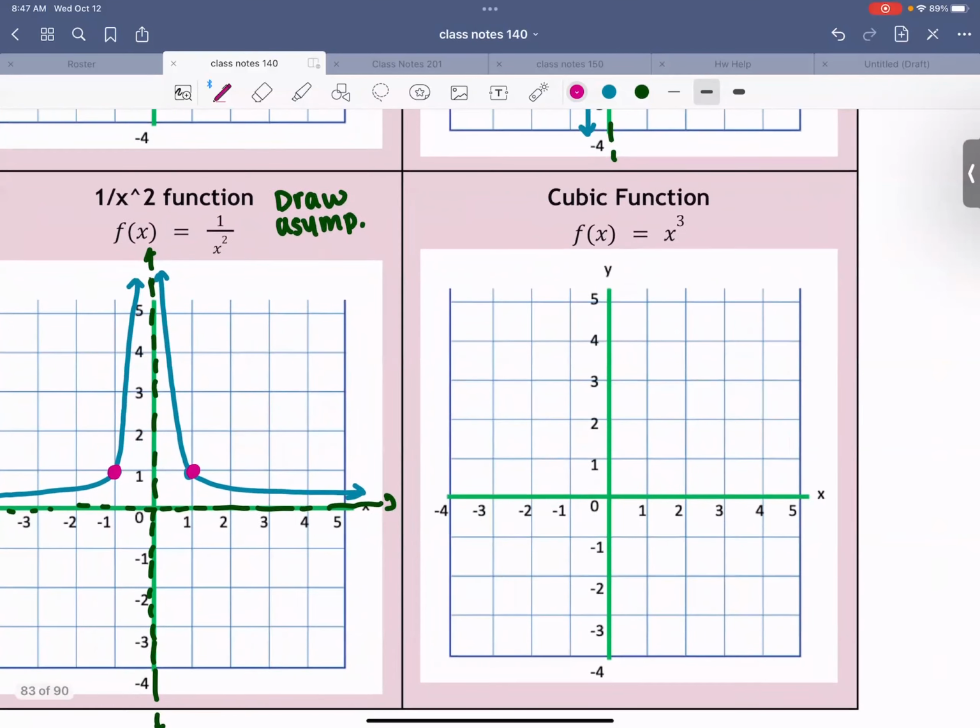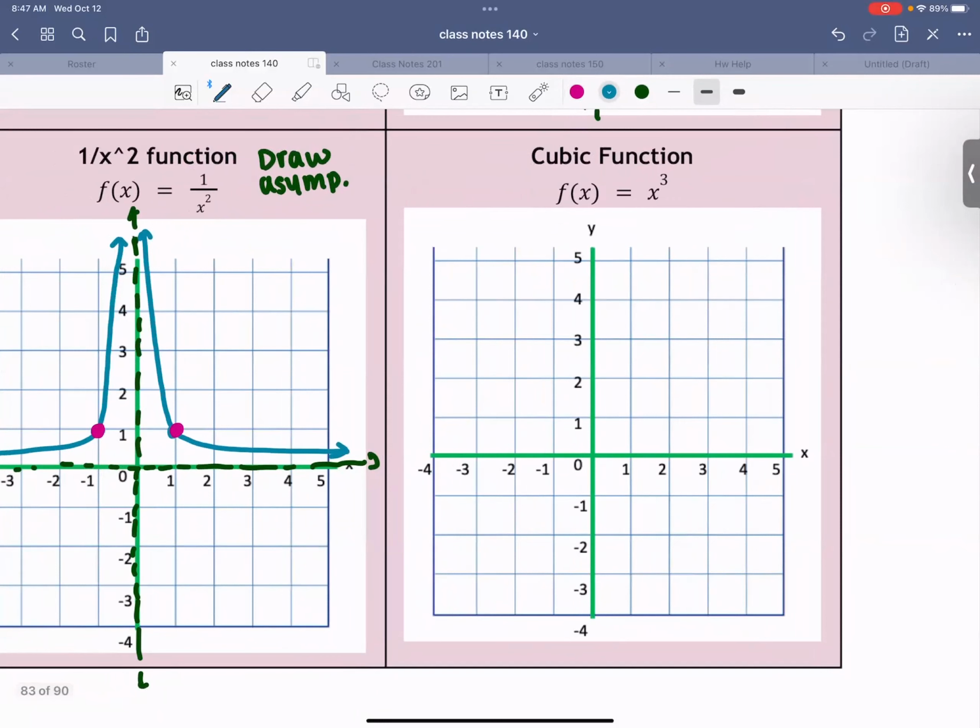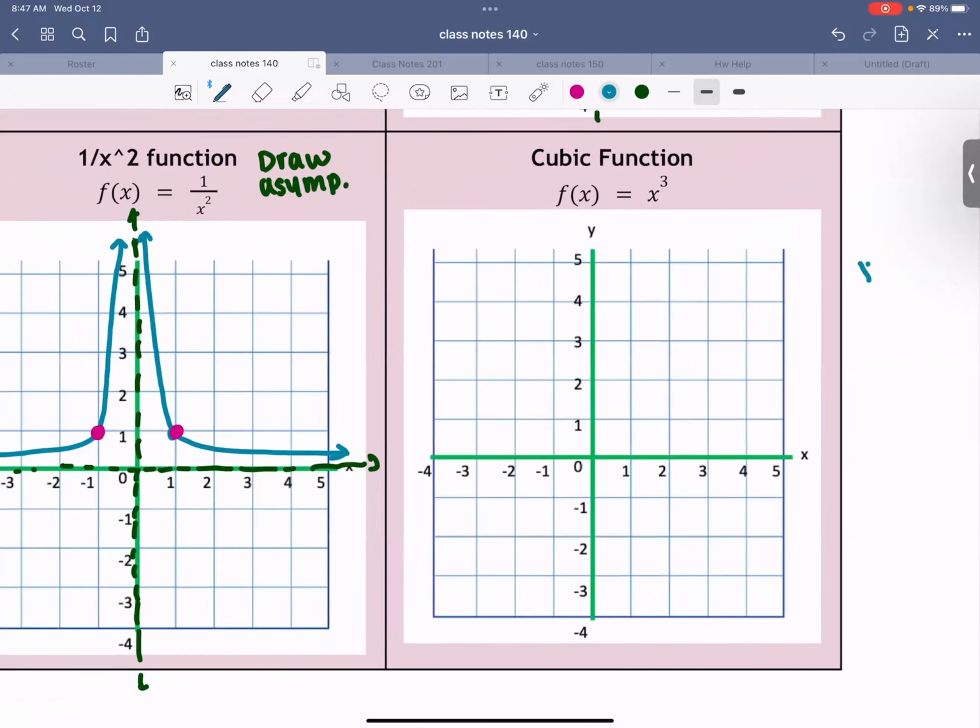All right. Let's do the last one real quick. We have the cubic function. We can plug in some values. We've got 0. What happens when we cube 0? 0. What happens when we cube -1? -1, right? An odd power keeps the sign, and 1 becomes 1. So we got 0, 1, 1, -1, good.